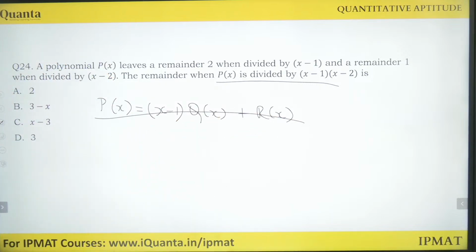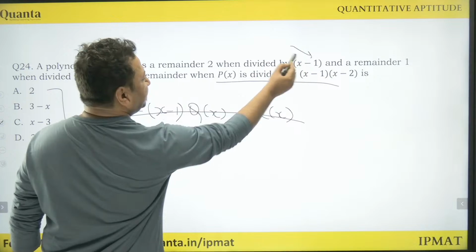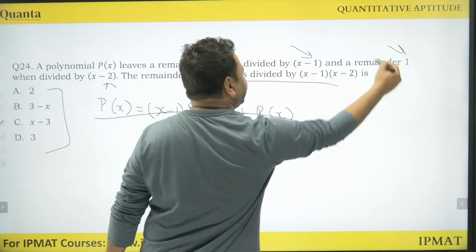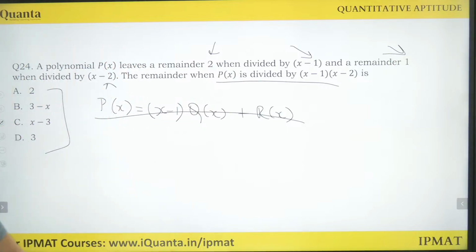Ready for that? I'll pick an option in such a way that if I put 1 in it, I get 2 as the remainder, and when I put 2 in it, I get 1 as the remainder. That is what the remainder theorem says. So in 3 minus x, if I put x as 1, 3 minus 1 becomes 2, satisfied. If I put x as 2, 3 minus 2 becomes 1, satisfied. 3 minus x has to be our answer. How cool is that?